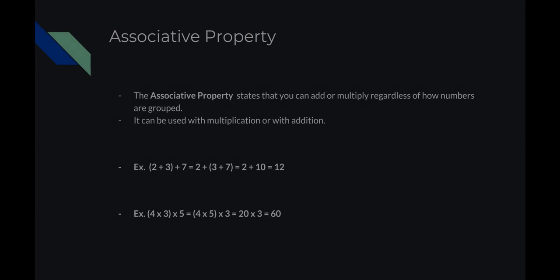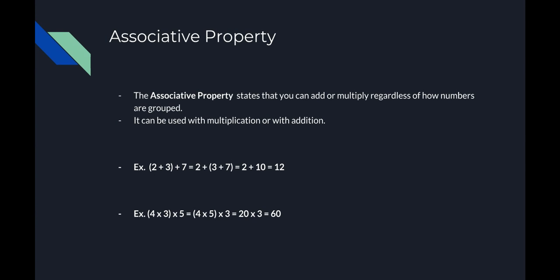The second property that I want to talk about is the associative property. This property states that you can add or multiply regardless of how numbers are grouped. It can be used with multiplication or with addition. One example of this property is (2 plus 3) plus 7. This can be simplified to 2 plus 3 plus 7, which equals 2 plus 10, which equals 12.